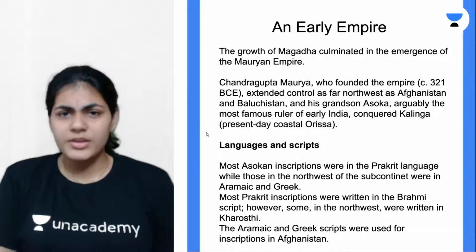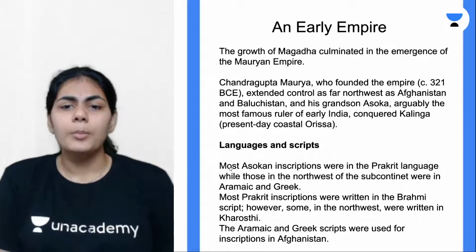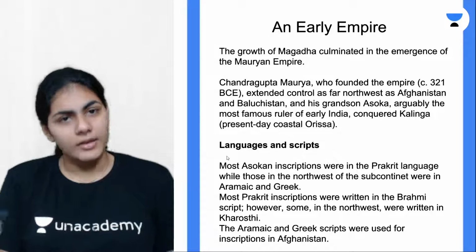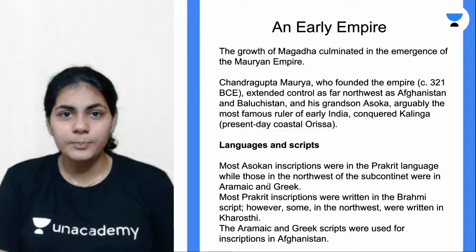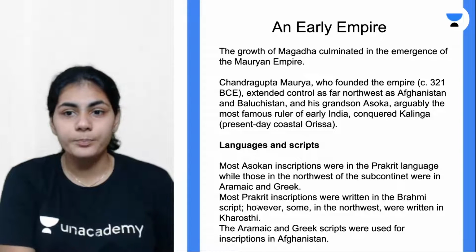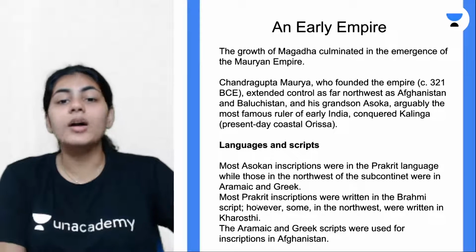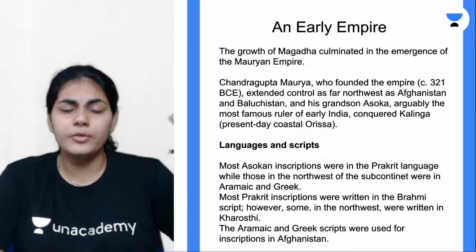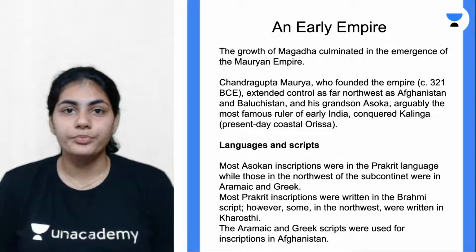But before going into the details of the Mauryan Empire, let me say what languages and scripts were used in it. Most of the Ashokan inscriptions, issued by the king himself, were written in Prakrit because most people didn't know Sanskrit. The common people's language was Prakrit, and that is why so many inscriptions were issued in Prakrit. But in the northwestern part of the subcontinent, especially Balochistan and Afghanistan, the inscriptions were in Aramaic and Greek because local people there spoke Aramaic and Greek. According to what languages the local people knew, inscriptions were issued in that language.